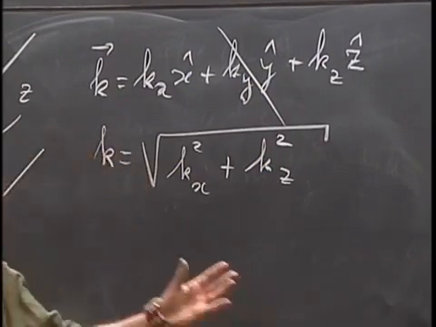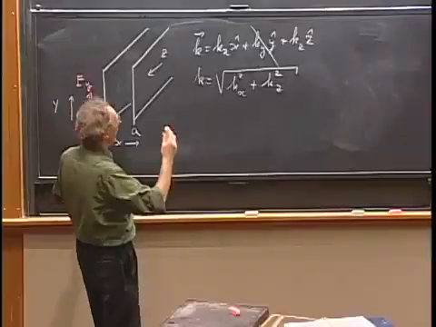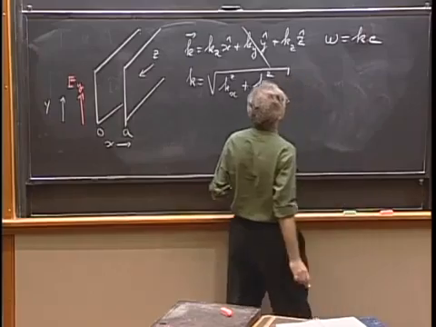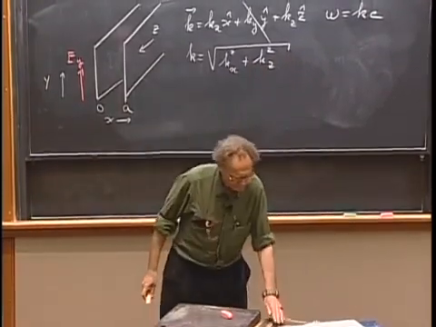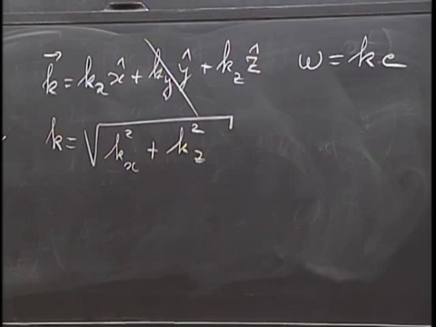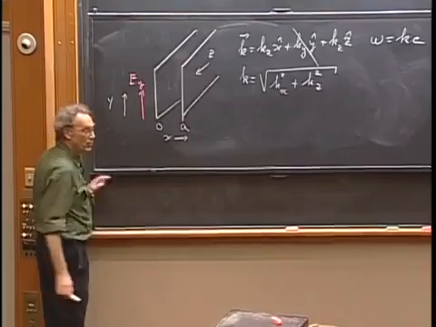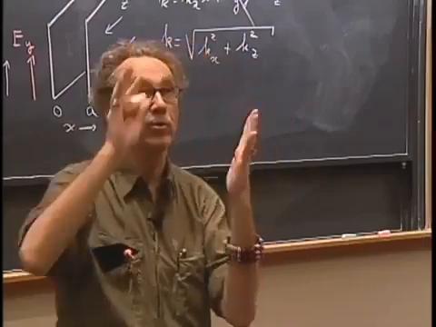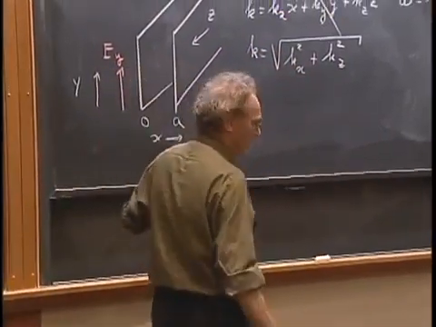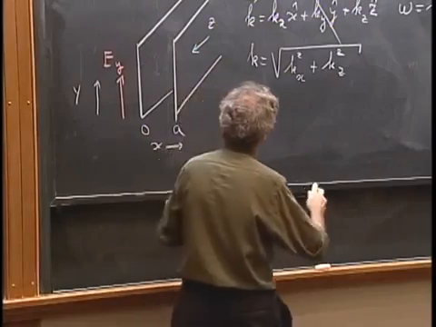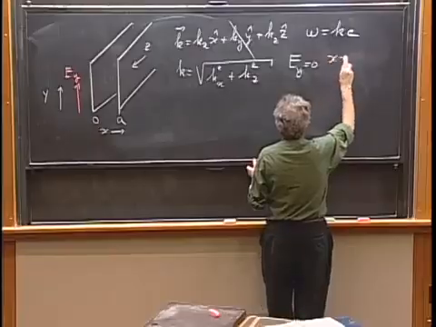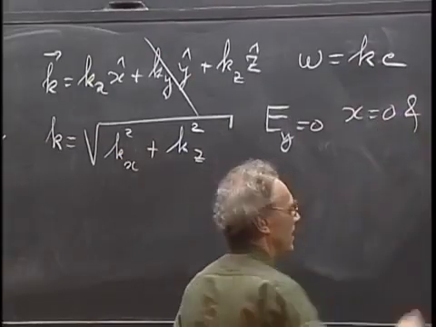Omega is k times v. Let's assume this is in vacuum, so omega is k times c. The boundary conditions demand that at x equals 0 and at x equals a, this component must vanish, because you cannot have an electric field in the surface of an ideal conductor. That was one of the boundary conditions that we derived. In other words, E of y must become 0 for x equals 0 and x equals a.